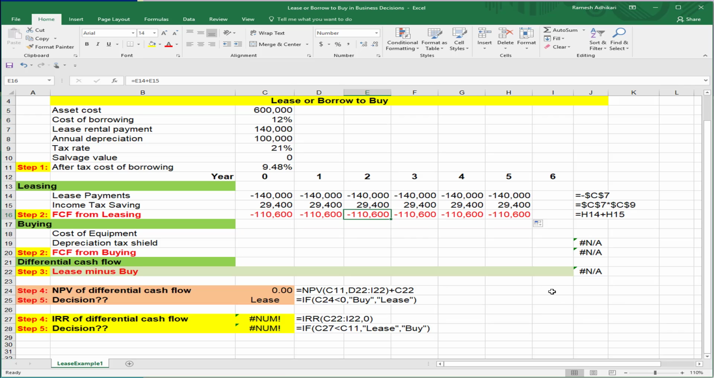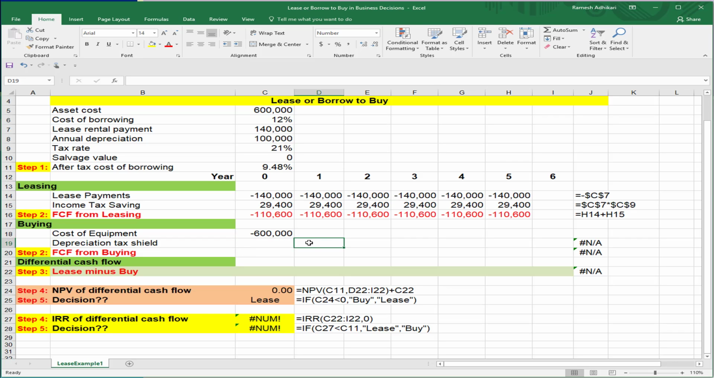Now let's look at how we compute free cash flow from buying. So if you decide to buy, then you have to purchase the equipment at the beginning of the period, right? So therefore, negative 600,000 is going to be your cash outflow. So that's the cost of equipment. What about the depreciation?